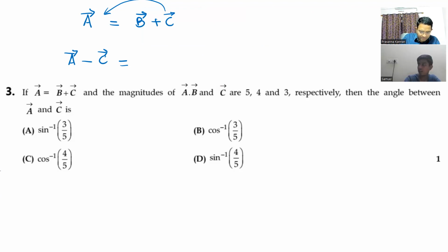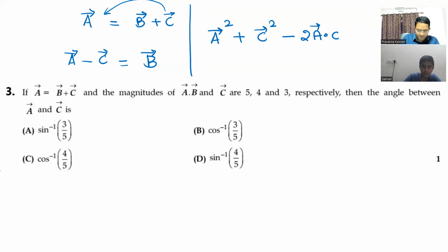So A minus C is equal to B. So now square on both sides. When you square vectors, you will get A square plus C square minus 2A dot C. This is what you will get if you square two vectors. Just like A minus C whole square, you'll get A square plus C square minus 2AC, right? Yes, sir. So here you will get A vector dot C vector. So that will be equal to B square, B vector square.